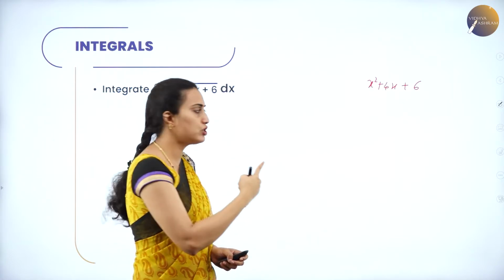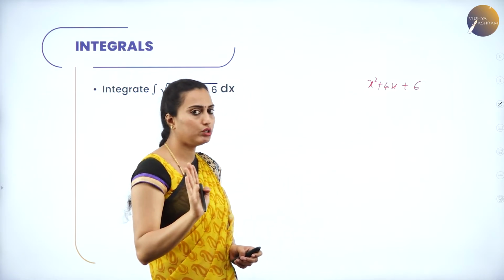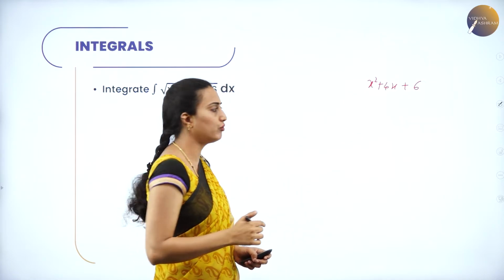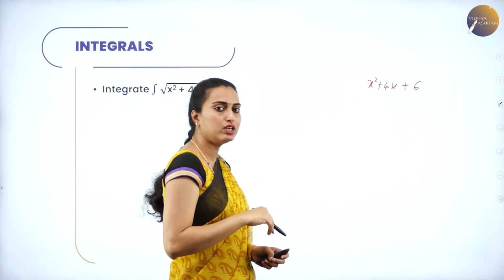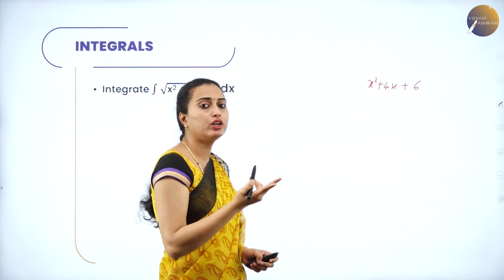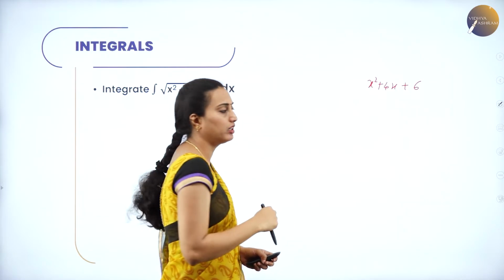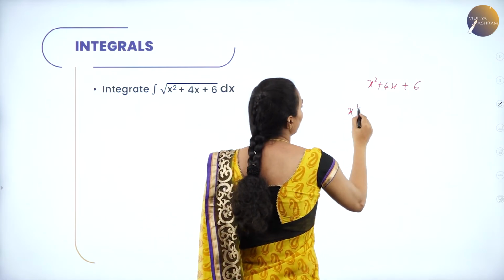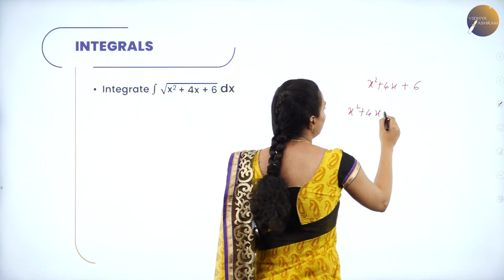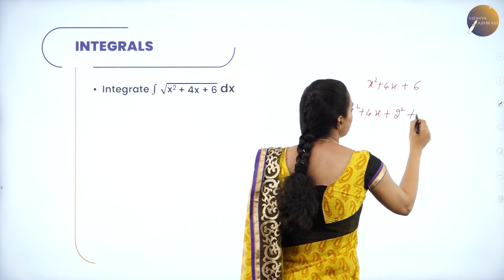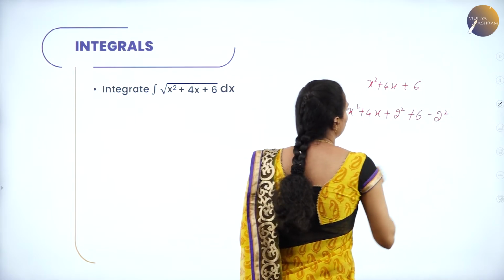Understood? Here the coefficient of x squared is 1, so no need to worry about it. Now move on to the coefficient of x, which is 4. Half of 4 is 2. The whole square of that, which is 4, we add and subtract. So therefore x squared plus 4x, plus 2 squared, plus 6 minus 2 squared. I hope you understood this one.